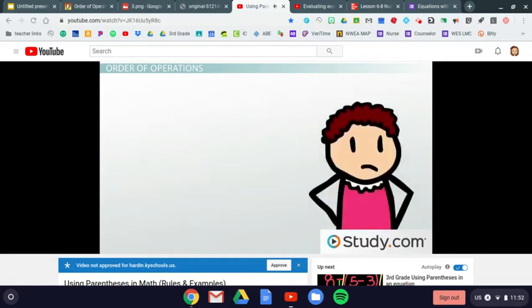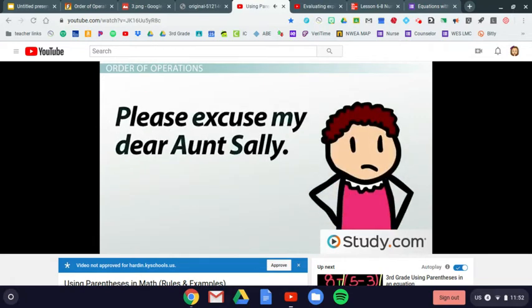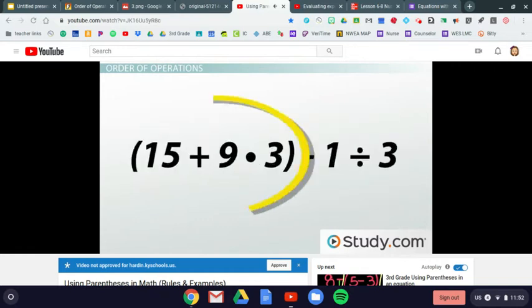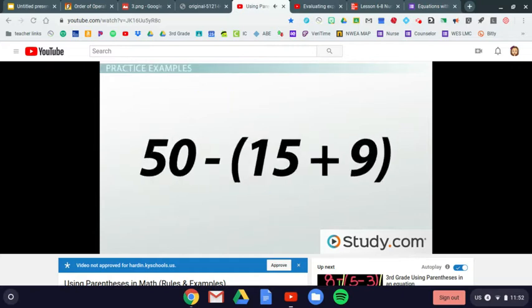You will often hear people say, "Please excuse my dear Aunt Sally." This is a way we remember which operation is done first. If you have a problem with parentheses, you will always evaluate the numbers in the parentheses first. Also, remember to take the order of operations one step at a time. Let's put these parentheses rules to practice with a couple of examples.